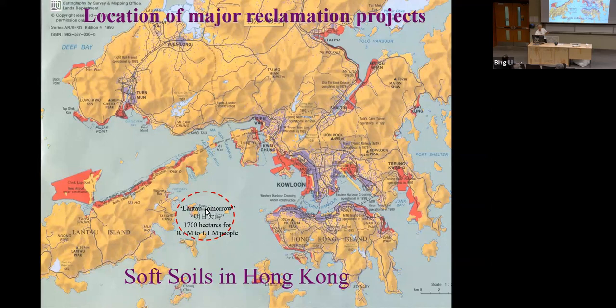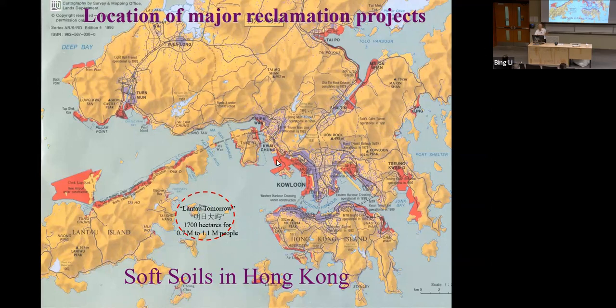In Hong Kong, we are going to construct three more artificial islands on the seabed, around a natural island. The total area is 1,000 hectares.